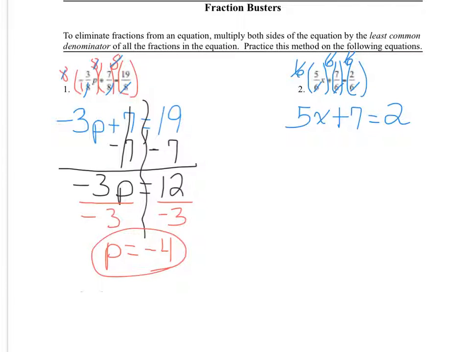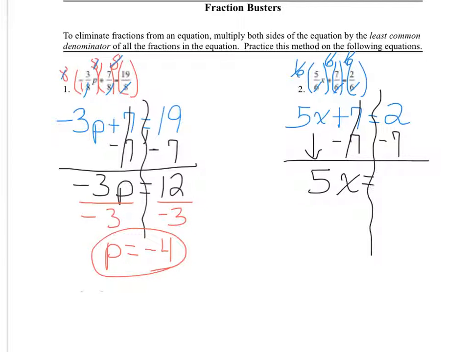Next up, draw my river in. To combine my 7 and my 2 on opposite sides of the river, I'm going to do my opposite operation. So I'm going to have minus 7 and minus 7. That will cancel. Bring down my 5x. 2 minus 7 is going to give me -5.